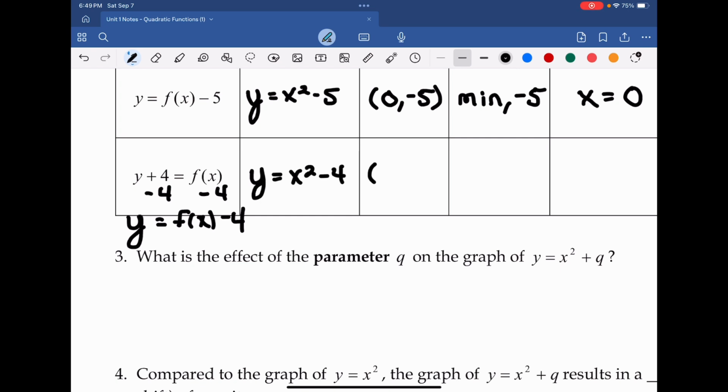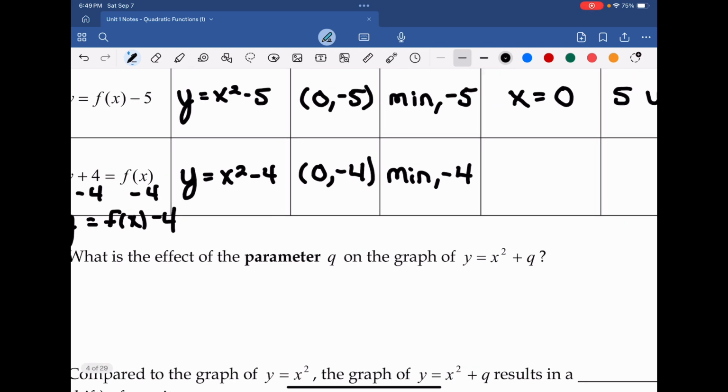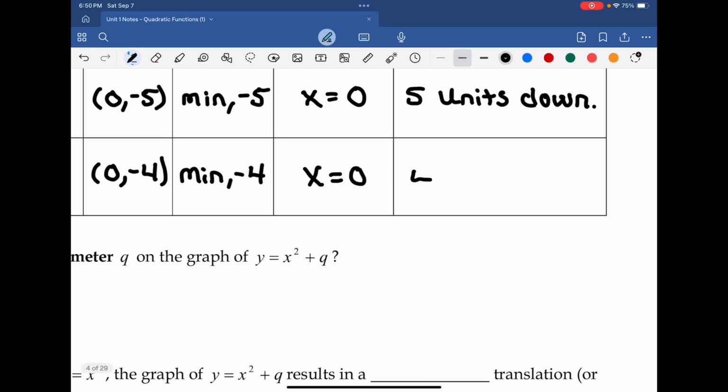Where does my origin go? Well, instead of (0, 0), now it's at (0, negative 4) because I've gone down 4 units. It's still a minimum because we're not reflected yet. So we're going to put minimum of negative 4. We haven't shifted left or right, so it's still x equals 0. And then lastly, it's going to be 4 units down. So instead of 5 units down like the other one, now it's going to be 4 units down.